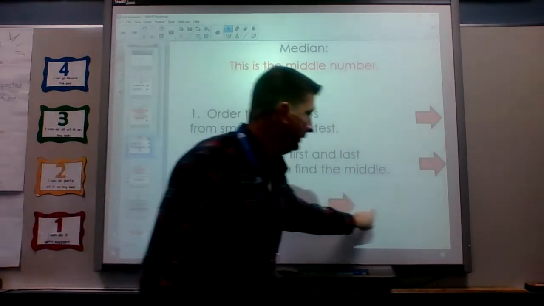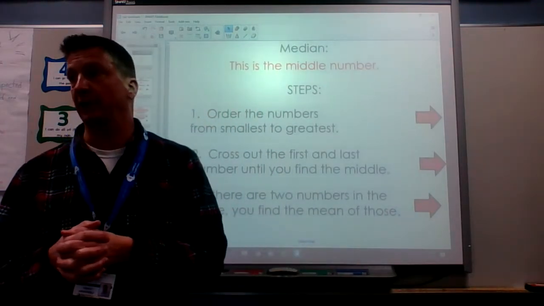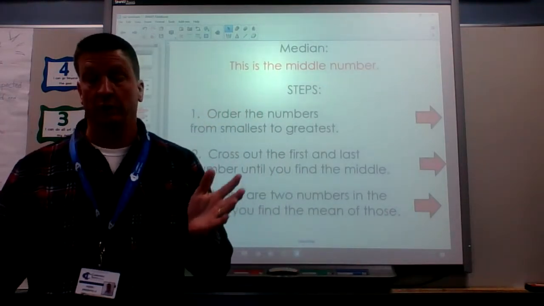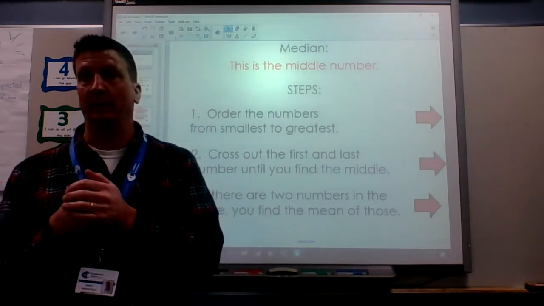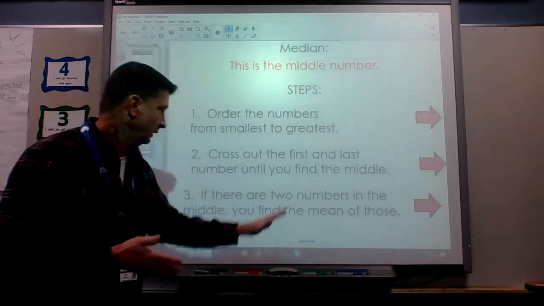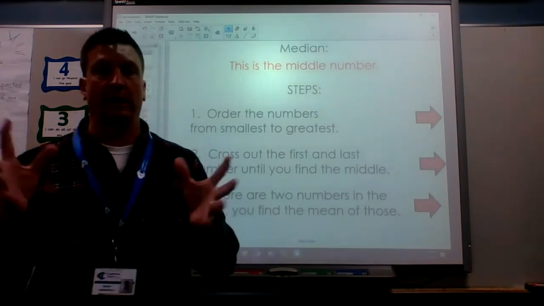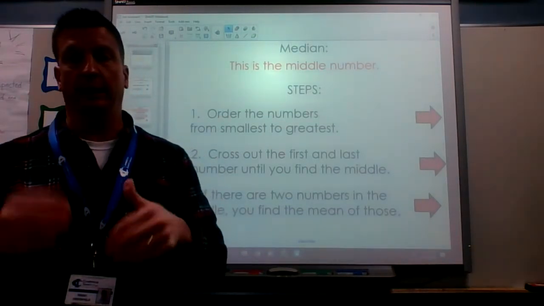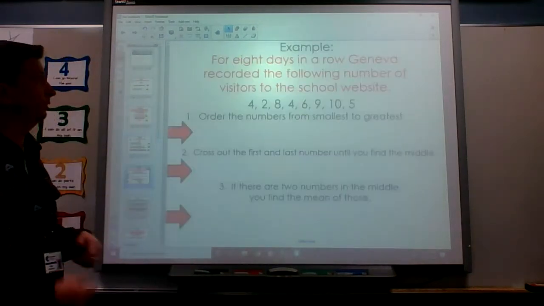Sometimes we have a number exactly in the middle because our set of data might be 7. So we have that number right smack dab in the middle. But in our last example, we had 8 numbers in it, so you're going to have 2 numbers in the middle. If there are 2 numbers in the middle, you find the mean. In other words, you add those 2 numbers together and divide by 2. Here's an example of that.